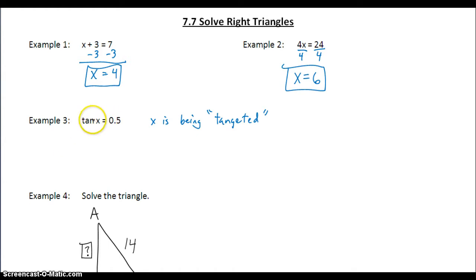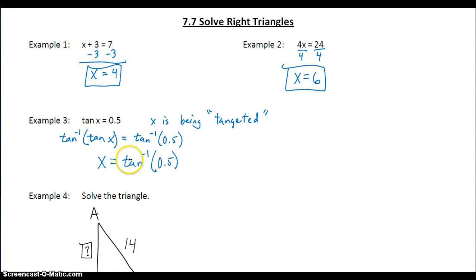So in order to undo tangent, we need to find the inverse of tangent. Well, the inverse of tangent is simply the inverse tangent. So I need to inverse tangent the left side of my equal sign and inverse tangent the right side of my equal sign. When I inverse tangent, these two operations undo each other. Much like addition and subtraction and multiplication and division, these two operations are inverses. So I'm left with, on the left side, just x. And on the right side, I have tangent inverse of 0.5.